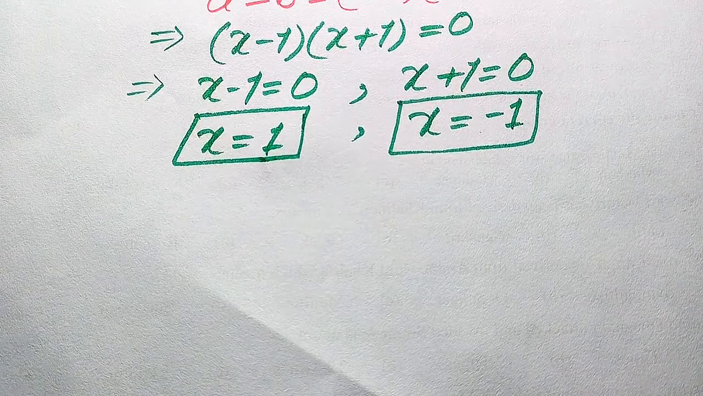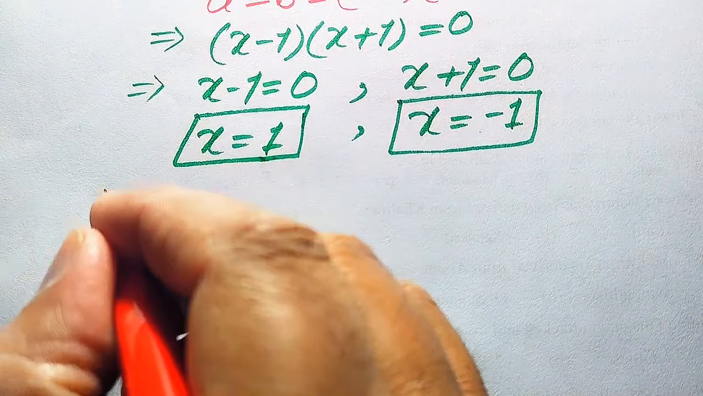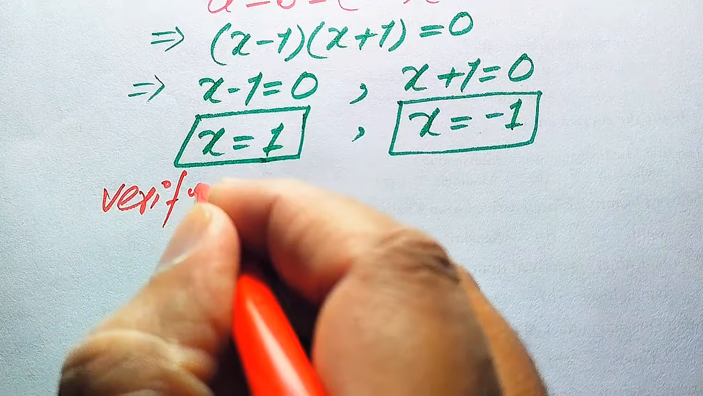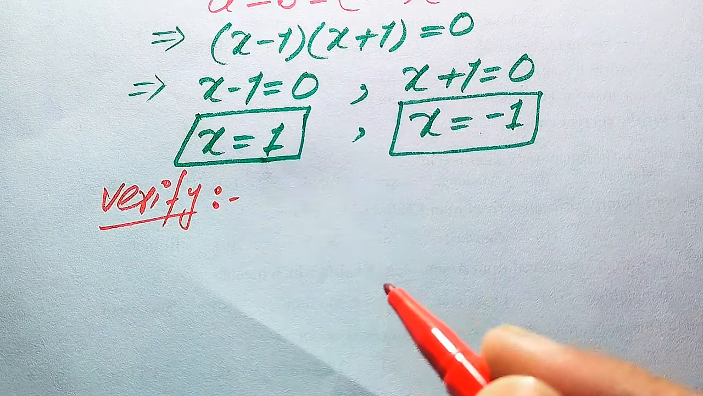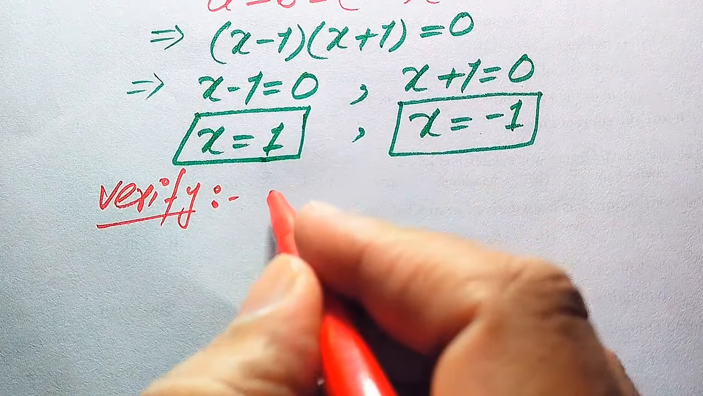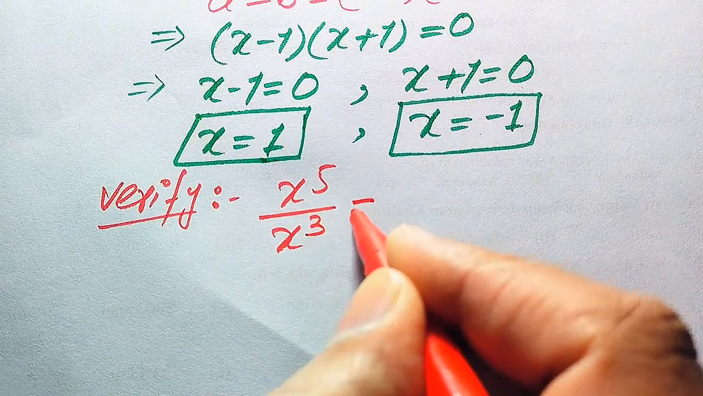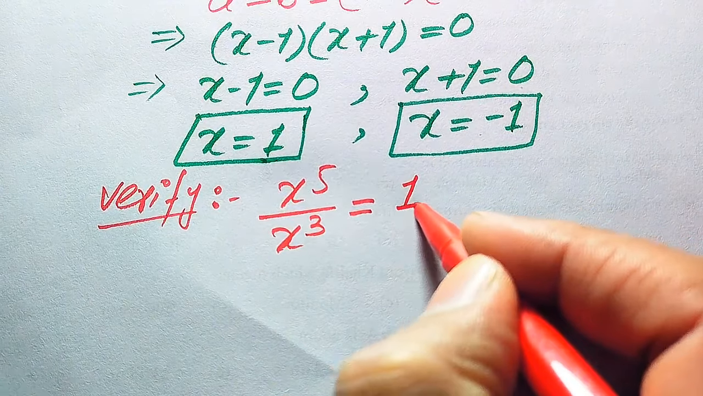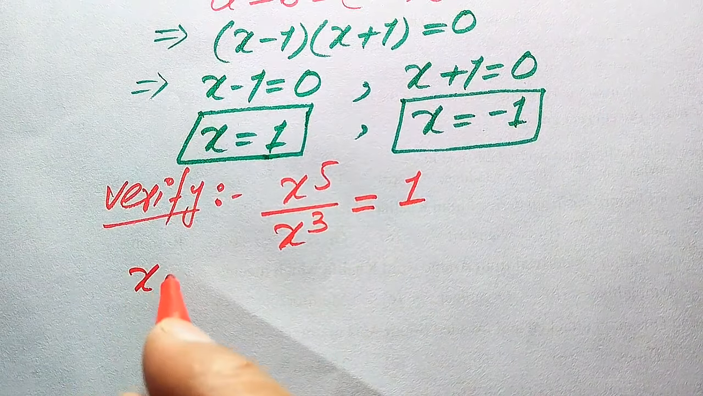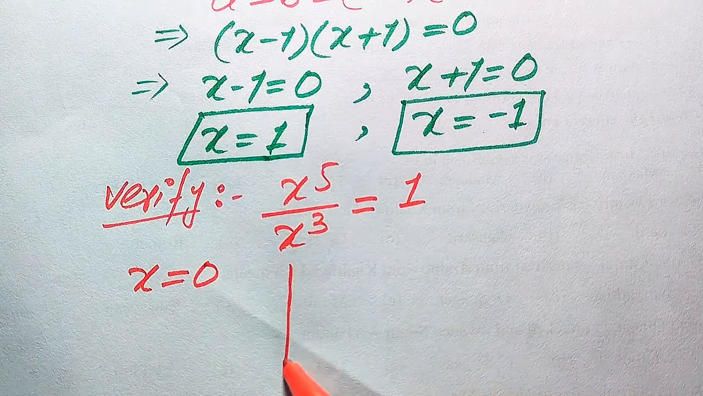And now in the next step, we need to verify whether these roots are solutions or extraneous roots. For this we need to copy down the given question statement. Here it is x to the power of 5 divided by x cubed equals 1, and on this side we will verify x equals 0.